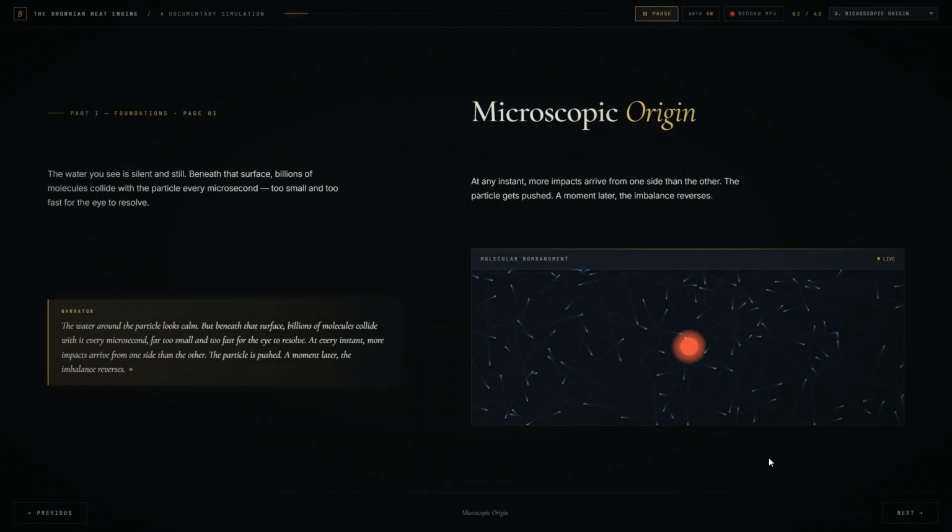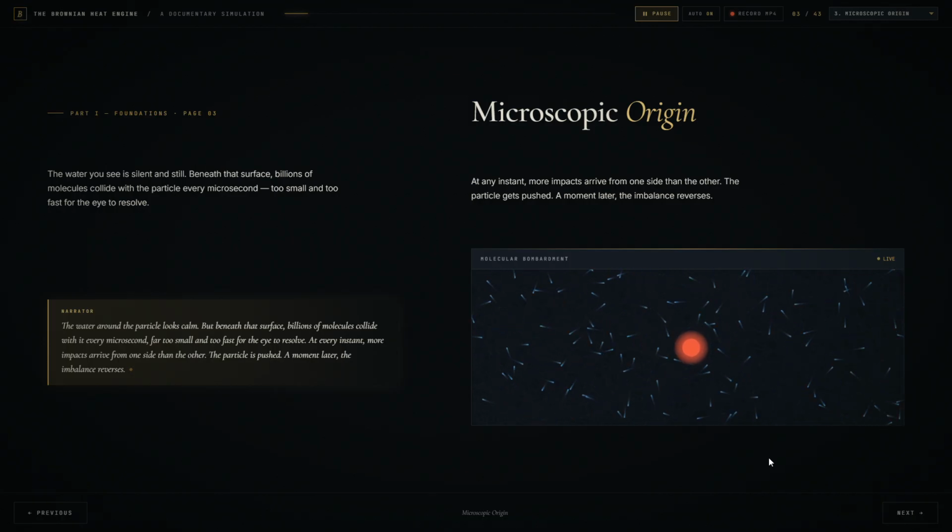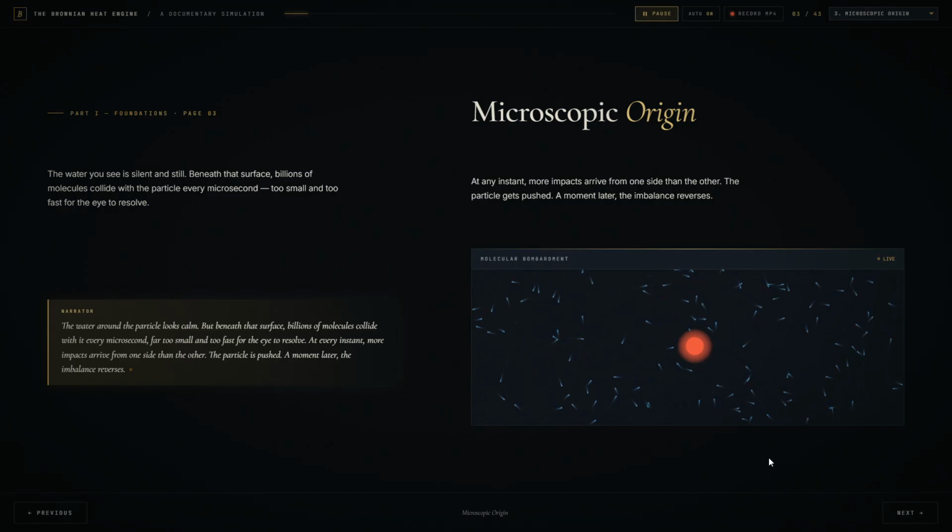The water around the particle looks calm. But beneath that surface, billions of molecules collide with it every microsecond, far too small and too fast for the eye to resolve. At every instant, more impacts arrive from one side than the other. The particle is pushed. A moment later, the imbalance reverses.